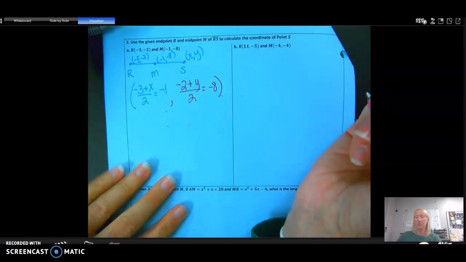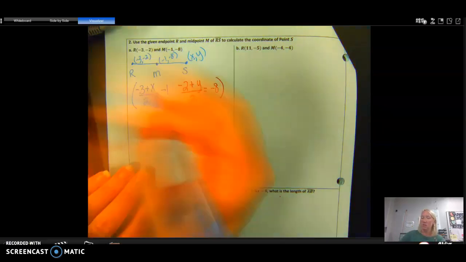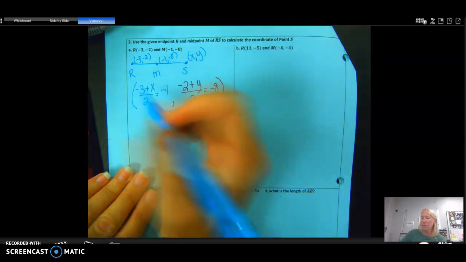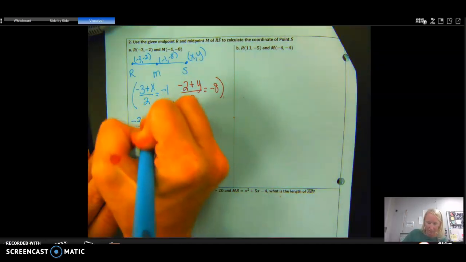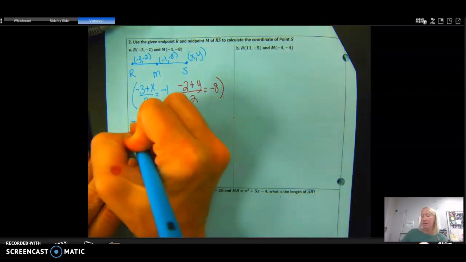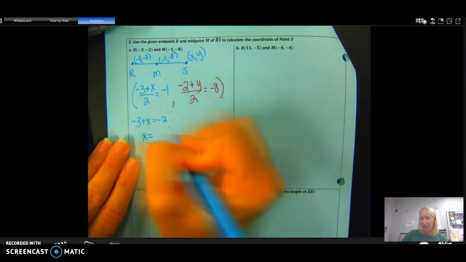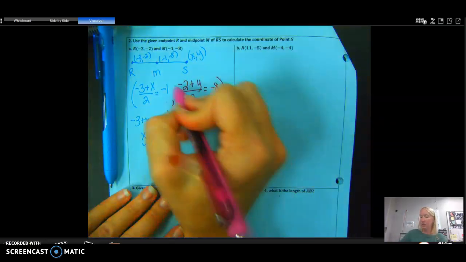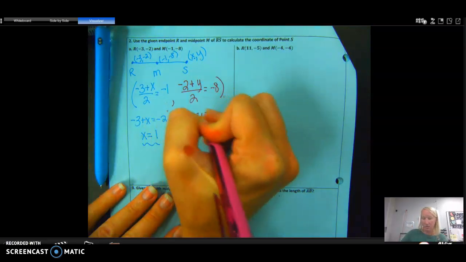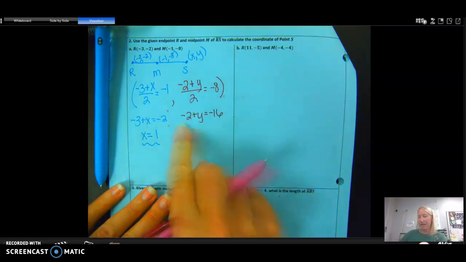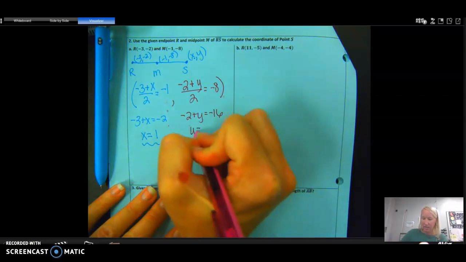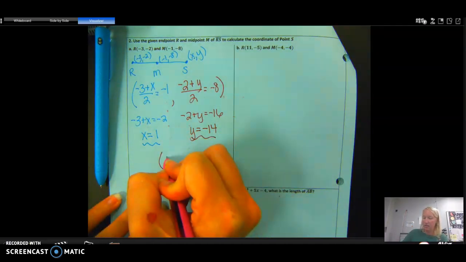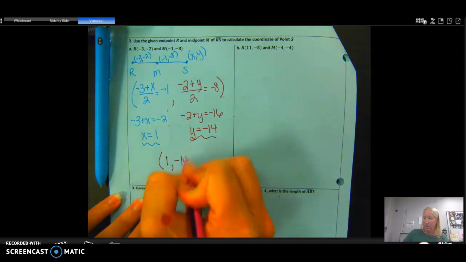And so now you're just doing an algebraic equation. You're solving for this. So you're wanting to get x by itself. So if I'm just looking at the x one, I multiply by 2 on both sides, so I get negative 3 plus x equals negative 2, because I multiplied by negative 1 by 2. I'm going to add 3, so x equals 1. Okay? Over here, multiply by 2, negative 2 plus y equals negative 16. Get y by itself, so I add 2 to both sides, and I get y equals negative 14. Now I know the endpoint is at 1, negative 14.